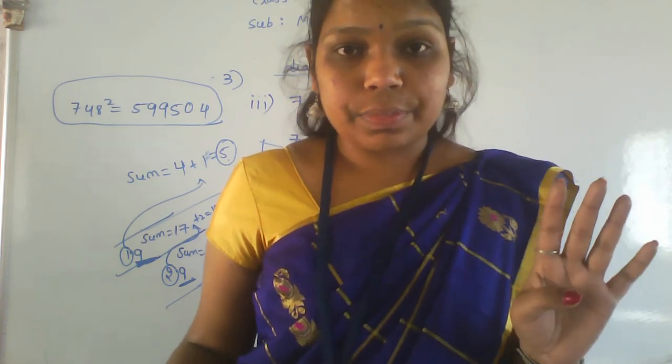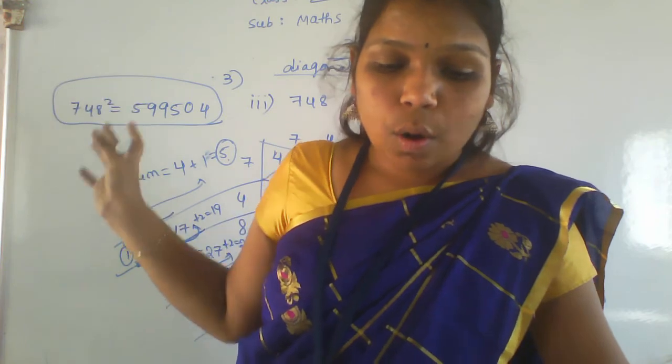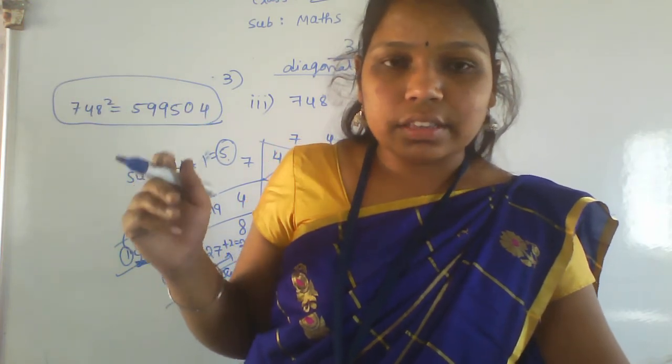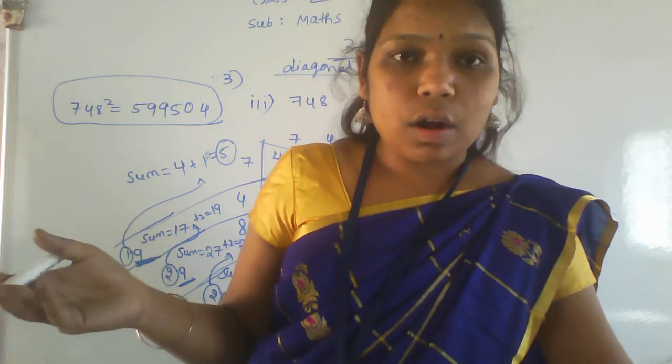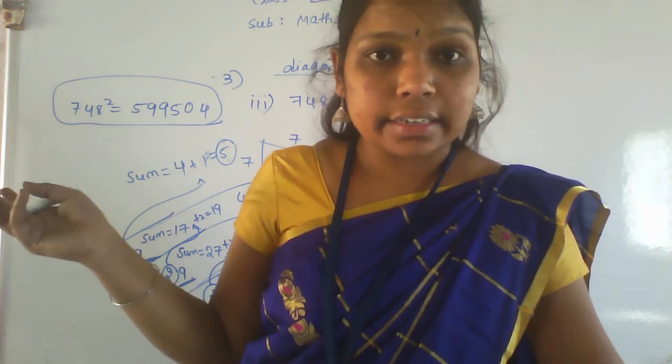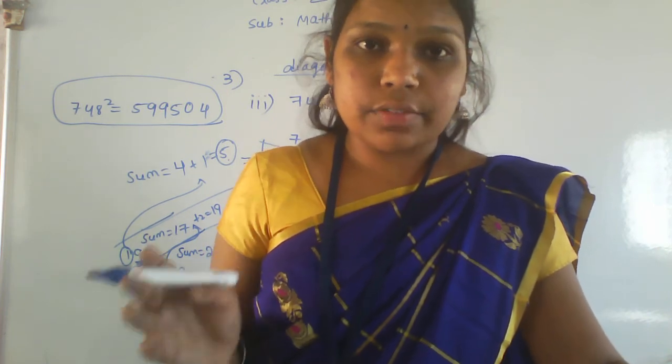That is fourth main. I solved all the 3 methods: the first one is the expansion method, the second one is the column method, and the third one is the diagonal method. You know every method now, right? So fourth main, do it yourself.